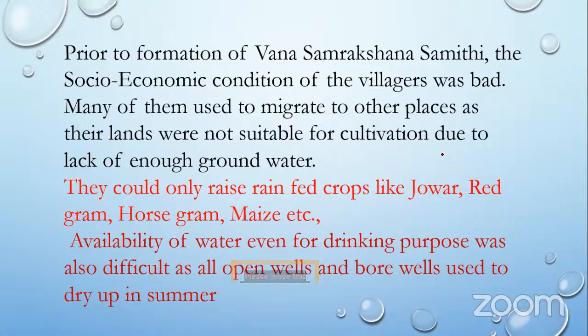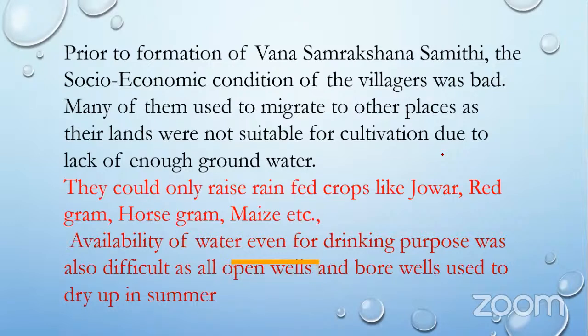So what will happen? The economic condition will go down. So what will they do? They migrate to other places for livelihood. So that was the condition of the people before Vana Samrakshana Samithi was formed.